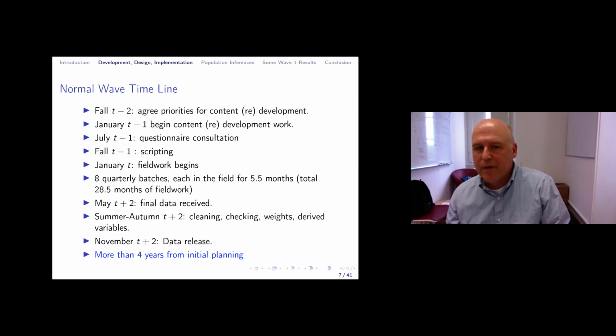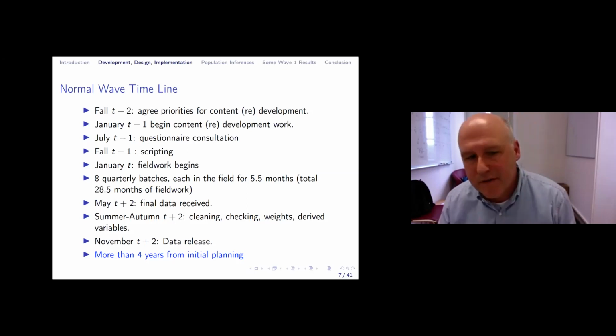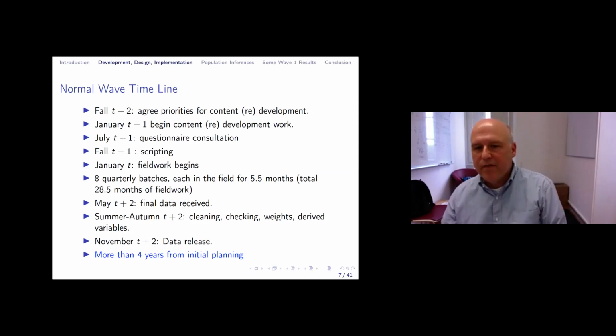And finally, field work begins in, say, January 2020. So we've already been working on this. Our development time is longer than a year before we get to the field. And then once we're in the field, it's 28 and a half months. That's because we have 8 quarterly batches of participants that are issued to fieldwork, and each issued batch is in the field for 5.5 months. So it takes a little bit longer than the quarter to get all those people in as we chase up reluctant responders. That means that we get our final data in May of T+2.